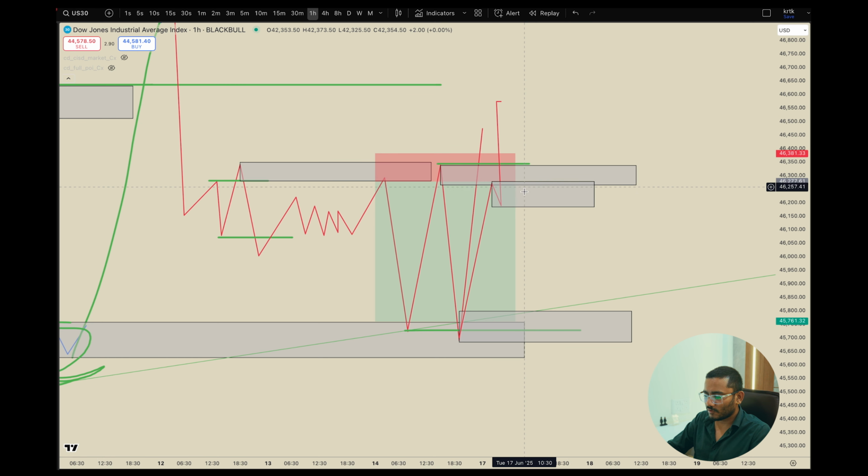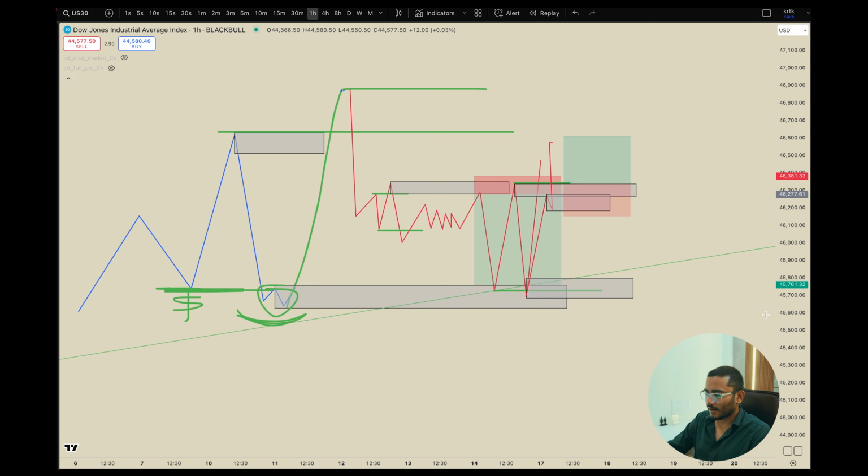So this whole zone will be our area where we can look out for a buy side entry, and the stop loss will be below this low and the target the next high. So this is the first one and this is the second one where you can look for entry.